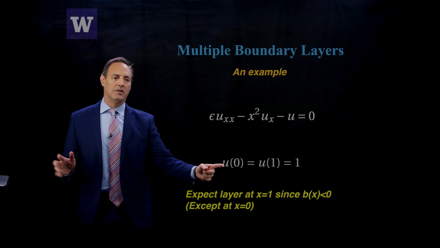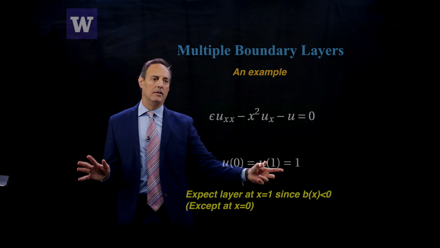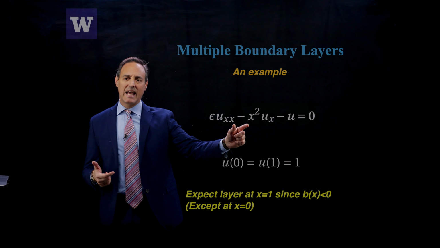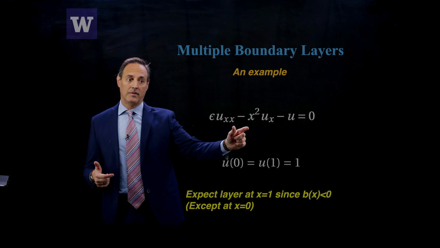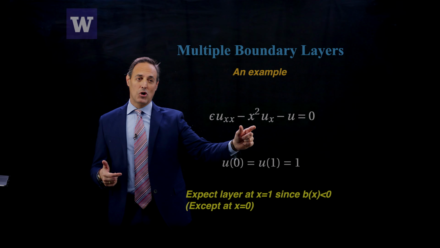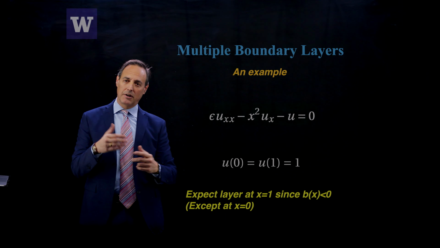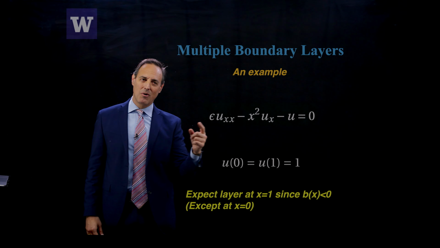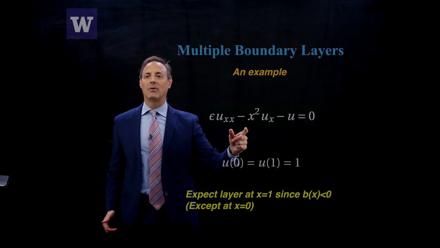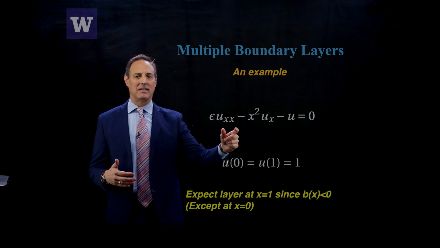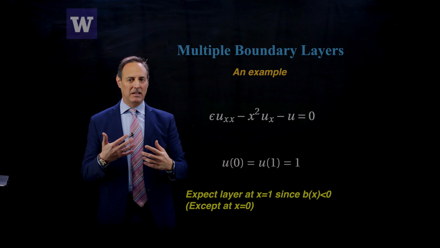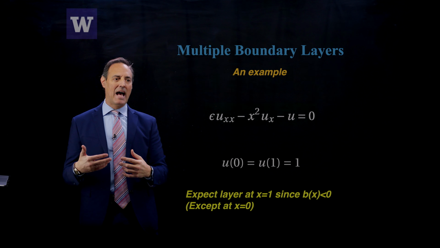Sorry, this is correct. u of 0 and u of 1. So b of x, notice it's negative, right? So the boundary layer, from what we just showed you, should be at x equals 1. But notice at x equals 0, it's actually 0. It's not positive. So there exists the possibility that something interesting happens at x equals 0.